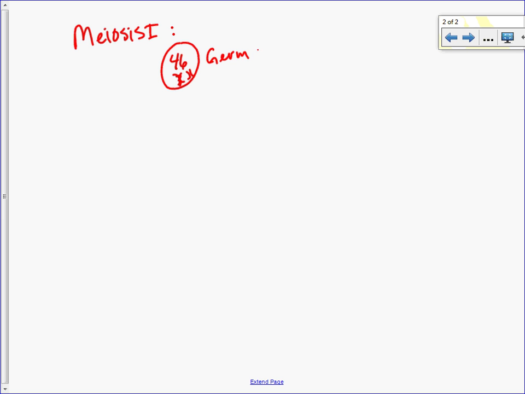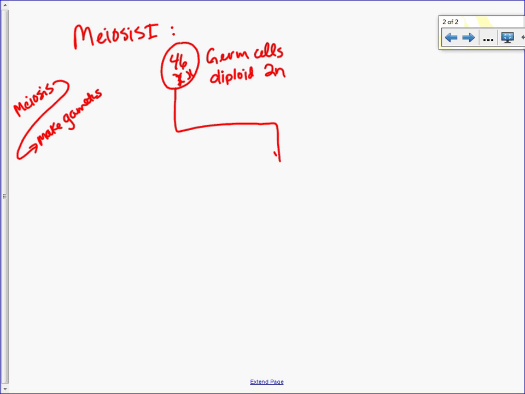Remember, again, we are talking about germ cells. The output of meiosis, the whole thing, the purpose is to make gametes. Okay? So we've got germ cells in the reproductive organs. We are in the reproductive organs of an organism, and we find a germ cell. It's got 46 chromosomes, which makes it a diploid, or 2N. So throughout meiosis 1, we've got our first round of cell division, and we come out with 23 chromosomes.